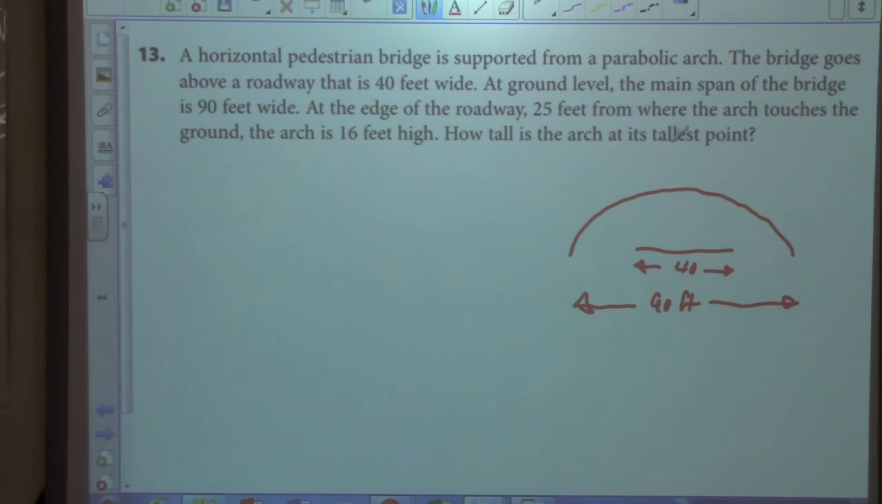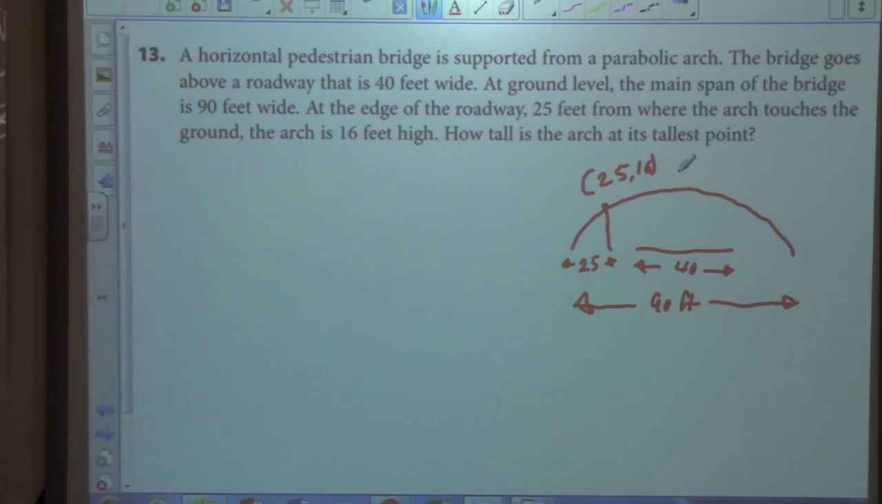And it says, at the edge of the roadway, 25 feet from where the arch touches the ground, the arch is 16 feet high. So here we have 16 feet right here. The arch is, no, it's 25 feet, excuse me, I got it backwards. That's 25 feet, and this is 16 feet high here. So I'll say 25, comma 16.